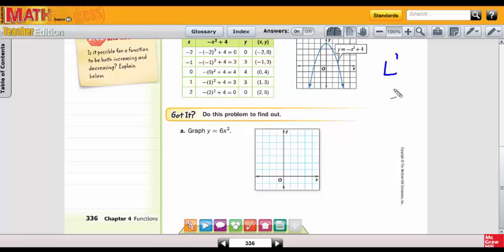Here are your solutions to 4-8. These are the letter problems. So we're going to start with letter A, and all they're asking us to do here is to simply graph the equation y equals 6 times x squared. So it's y equals 6 times our input times our input.